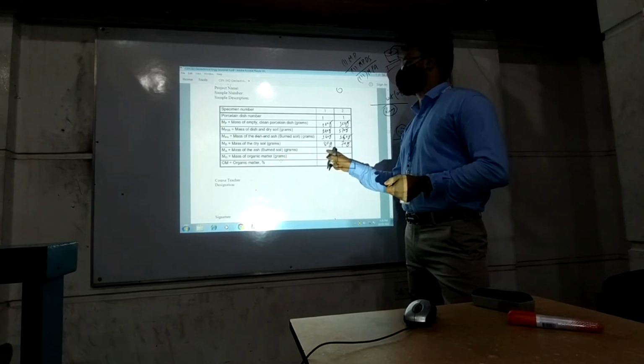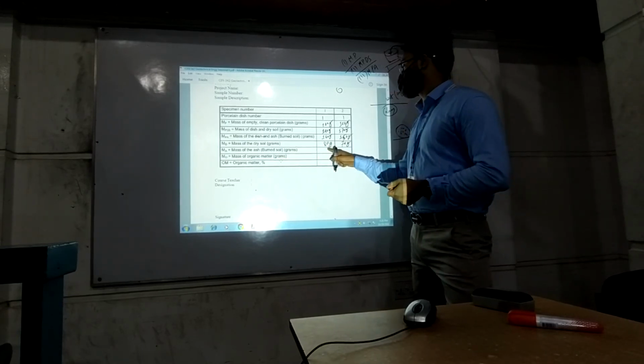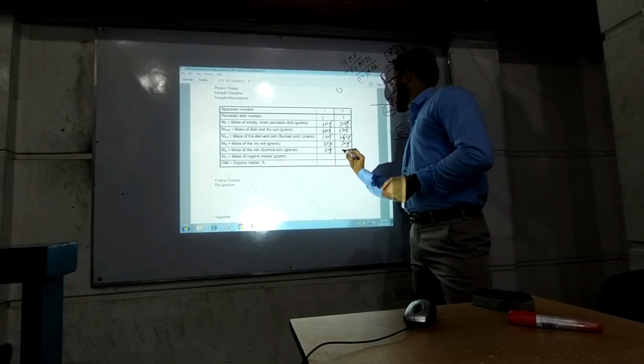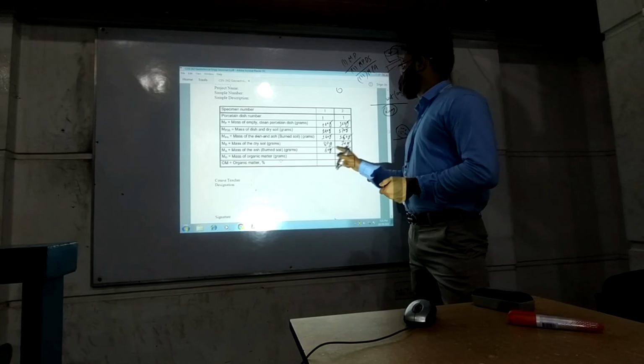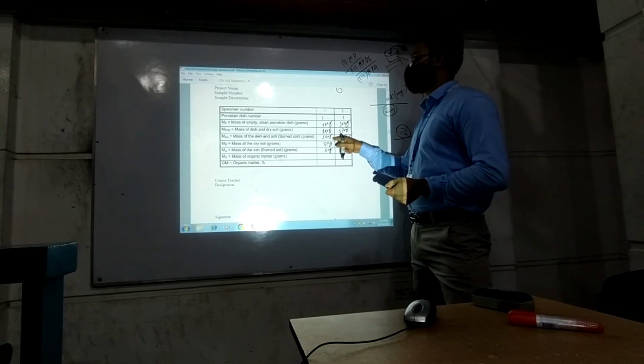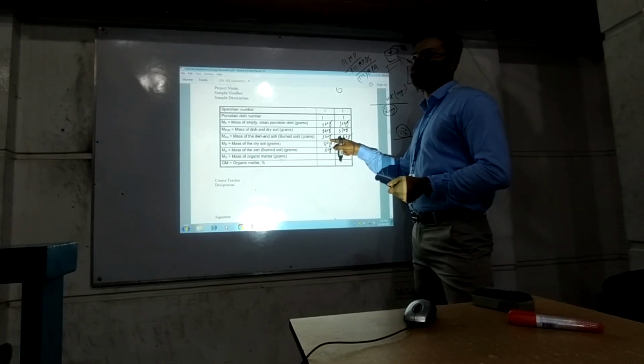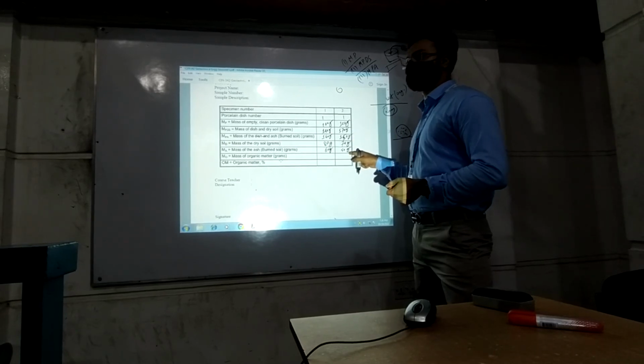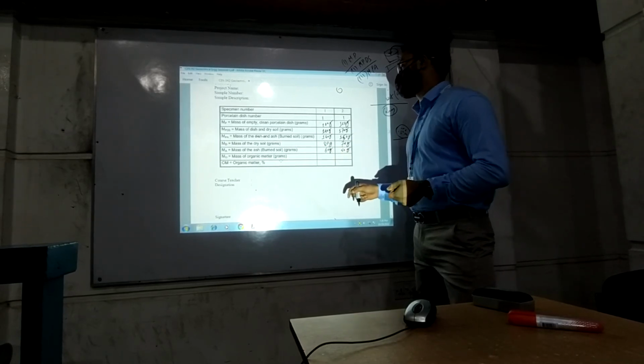Now we have to determine the ash. How much ash is present here? 60 gram. There 50 gram. How do we find it? We deducted 100 from 160. We deducted 100 from 150. So we got 60 gram and 50 gram.